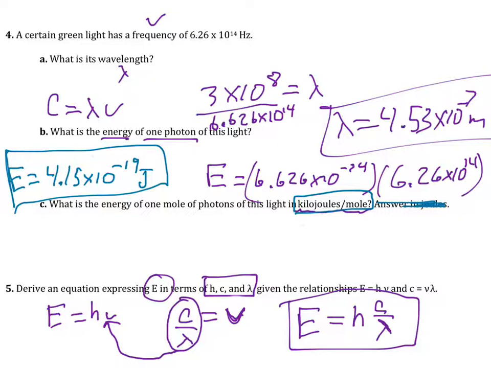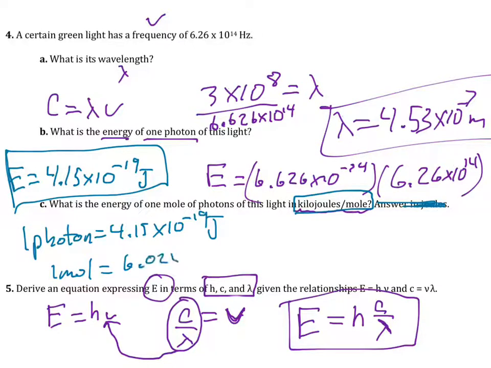Well, let's go ahead and think about this. What is the energy of one photon? Well, we just calculated that. So 1 photon is equal to 4.15 times 10 to the negative 19 joules. That's the energy of 1 photon. Well, how many photons is 1 mole? Well, we know that 1 mole is going to be 6.02 times 10 to the 23rd photons. And so this right here is the energy of 1 photon. But what if we had this many photons? What energy would we have? The only thing we need to do is multiply those numbers.